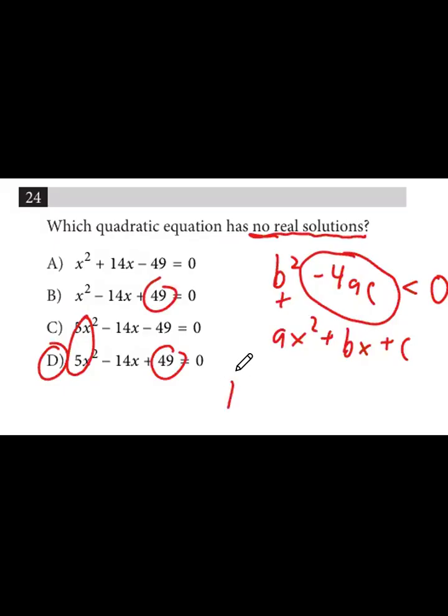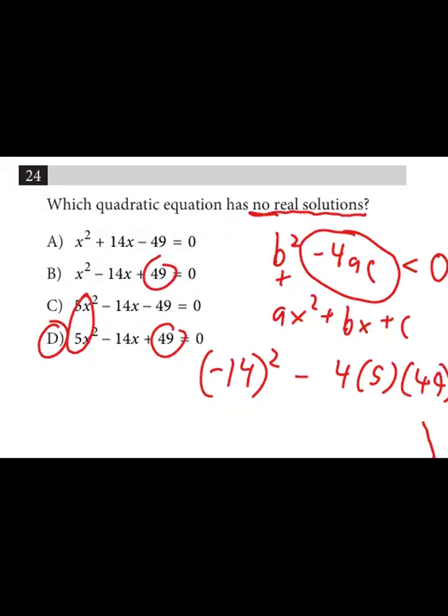So this would be negative 14 squared minus 4 times 5 times 49. This should be equal to negative 784 for the entire expression, which is less than 0. So the correct answer is D. That's just a quicker way to do it.